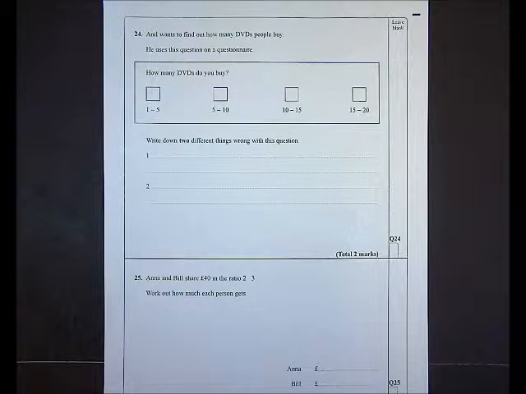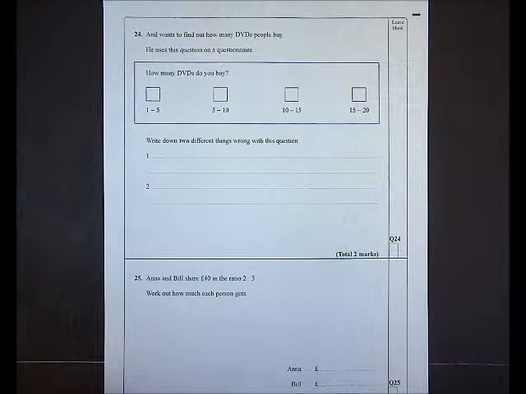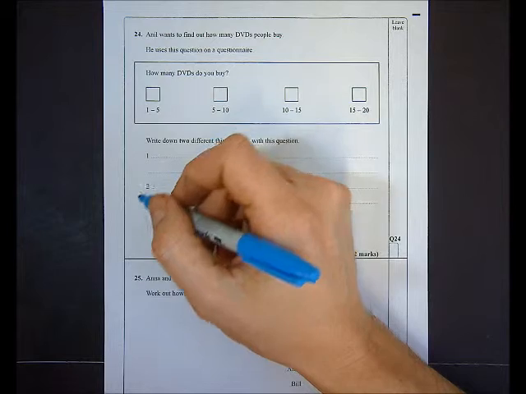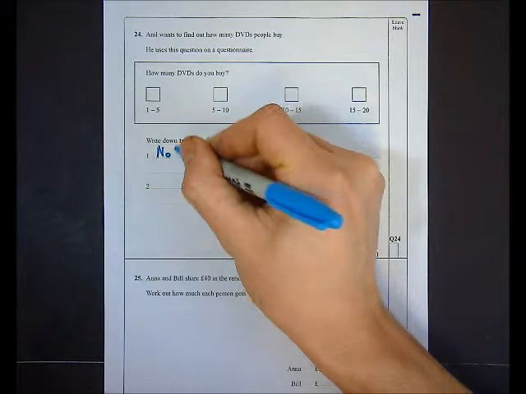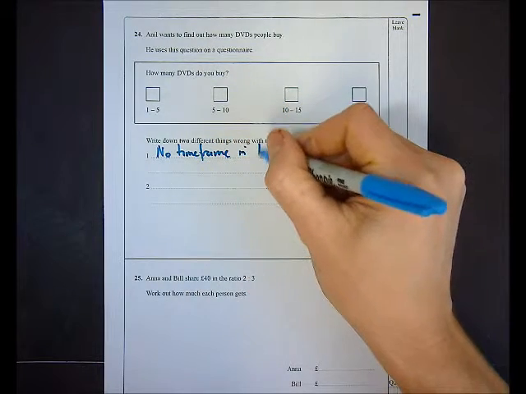In question 24, I'm told that Anil wants to find out how many DVDs people buy, and I'm shown a question that he uses, which is how many DVDs do you buy? And then there are some boxes underneath for people to answer. Now I'm asked to write down two different things that are wrong with this question. Now usually with these it's that there is no time frame. It hasn't asked how many DVDs they buy in a week or a month, it's just how many do you buy. So there is no time frame in the question. And that's a fairly standard answer for these types of questions.